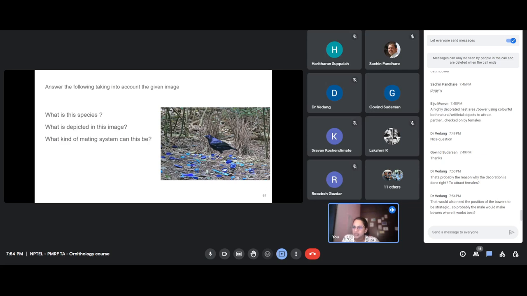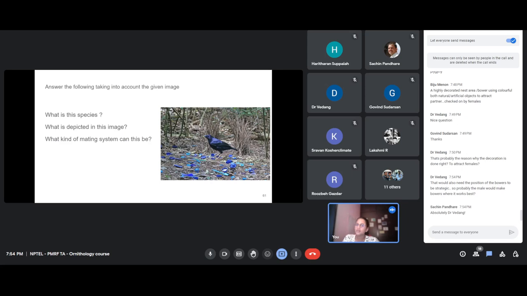Yes, the position of bowers needs to be strategic. They need to be in open places where a female is more likely to pass. I don't know how far their dispersal distance is, but these birds have probably been living there and know where females are more likely to go, walk or pass. They would strategically choose, and I don't know if there are prime locations to put your bower, but if there are, there might be some competition to do that.